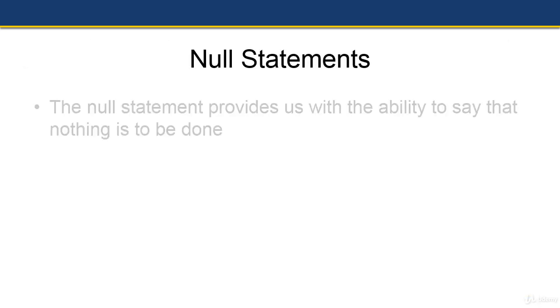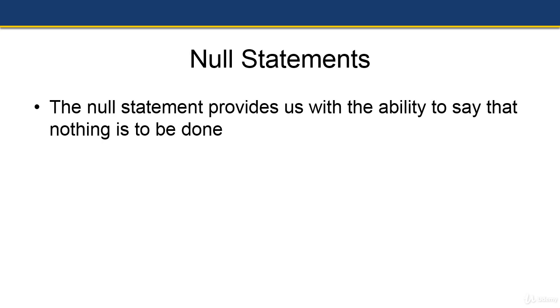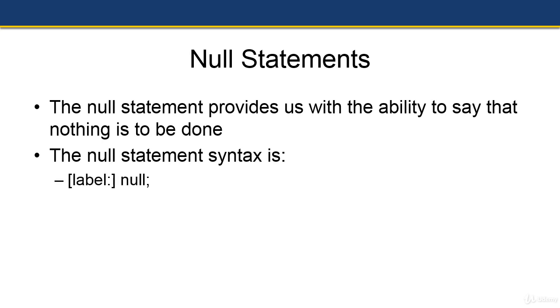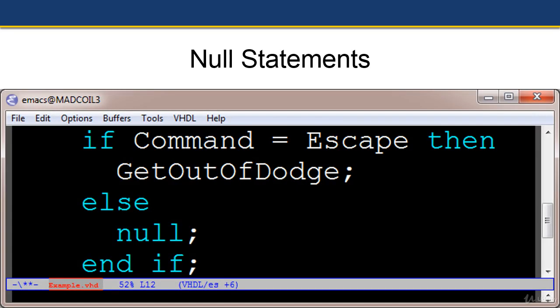The null statement provides us with a way to say that nothing is to be done at this point in the code. The syntax is simply optional label followed by the keyword null. Here's an example. If command is equal to escape, then execute get out of Dodge, else null.